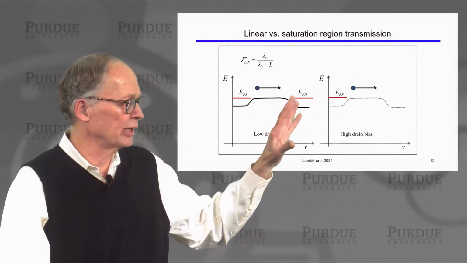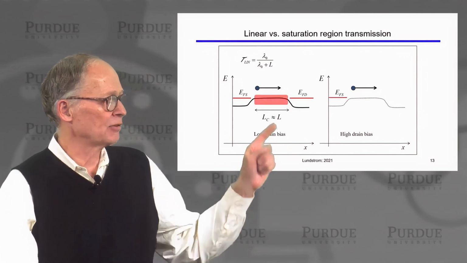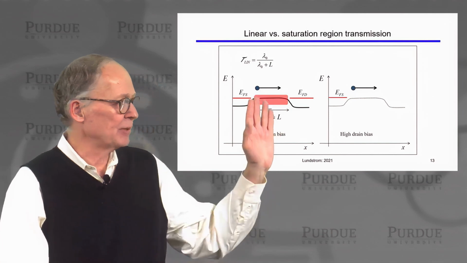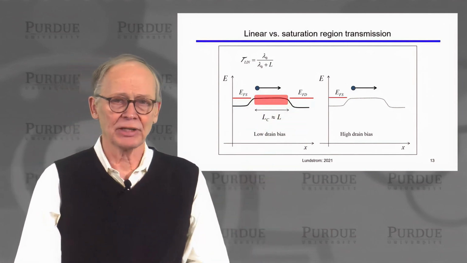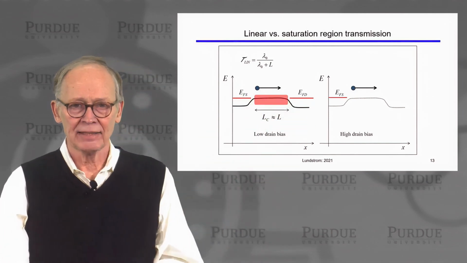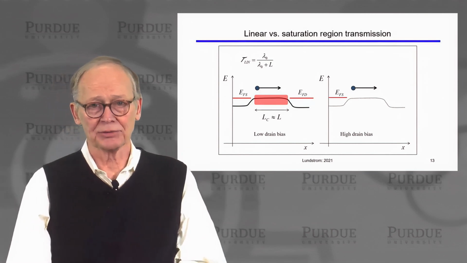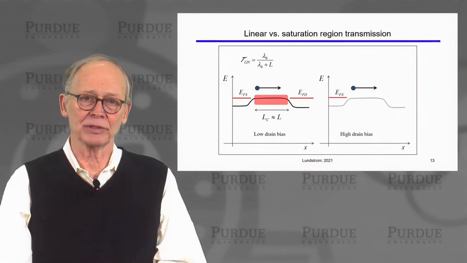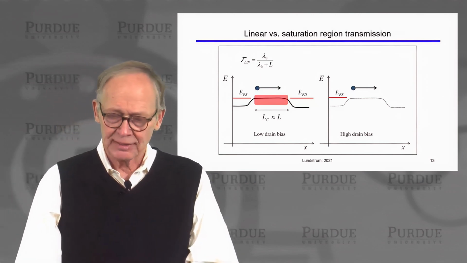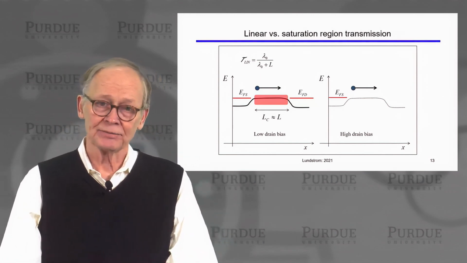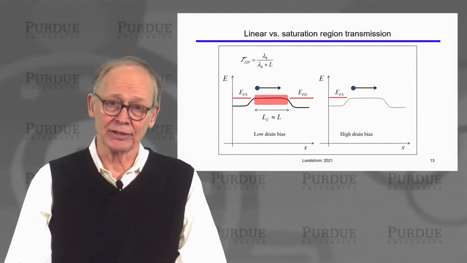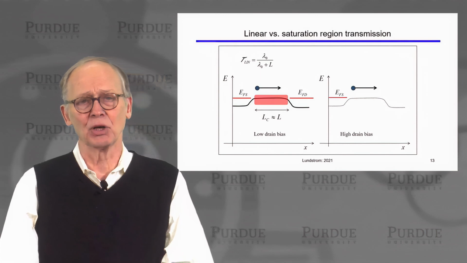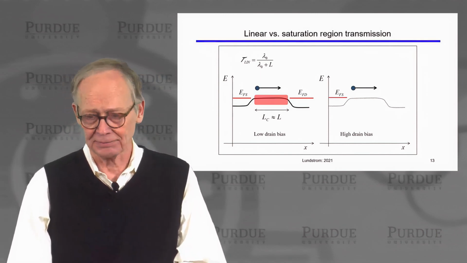So under low drain-to-source bias, if an electron is injected into the channel from the source, if it backscatters anywhere along its path to the drain, it has a chance of returning to the source. So the entire length of the channel is important in determining the transmission. Now, under high drain bias, we're going to give electrons much more energy. They'll scatter more. We might expect the transmission to be lower, but in fact, it's higher.